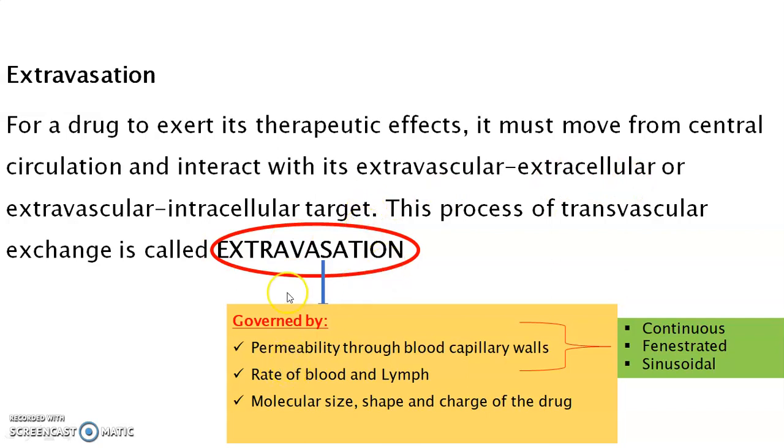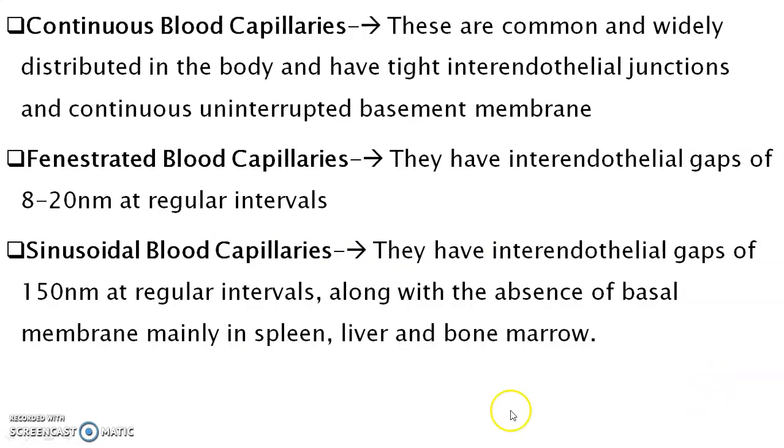Now, this extravasation process is governed by the following parameters, that is permeability through the blood capillary walls, rate of blood and the lymph, as well as the molecular size of the drug, shape and charge of the drug. When we talk about the blood capillary walls, there are basically three types of blood capillaries, that is the continuous blood capillary, fenestrated blood capillary, as well as the sinusoidal blood capillary.